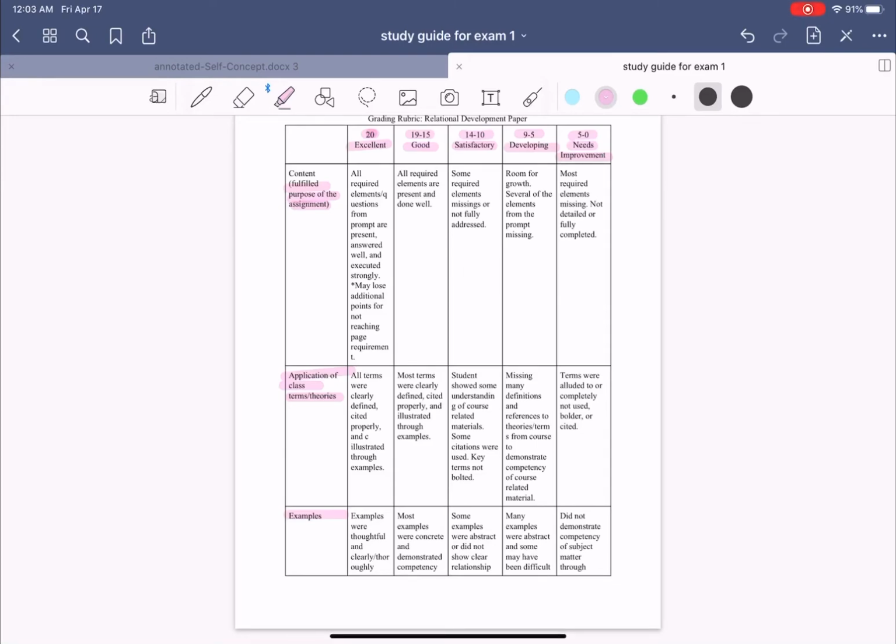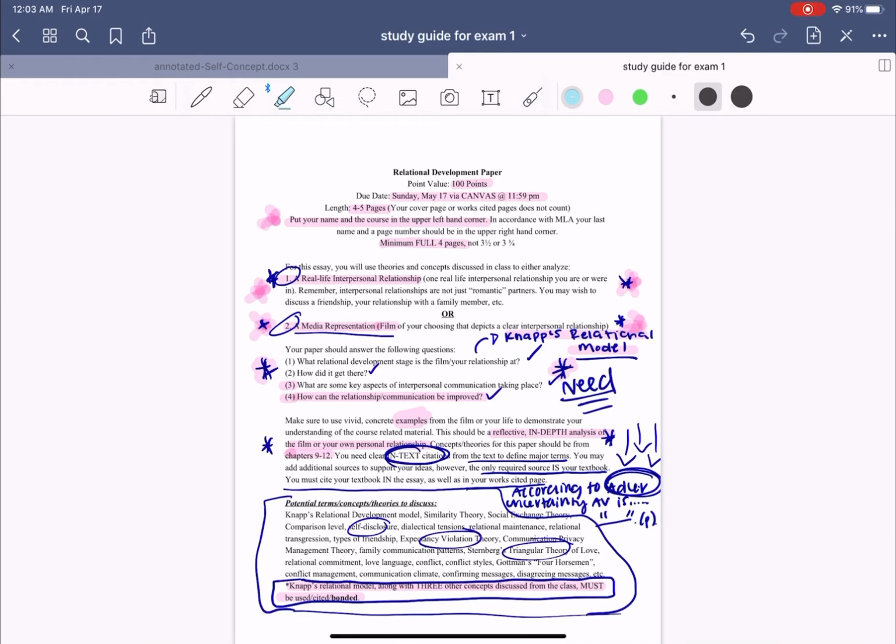You may lose points for not reaching the page requirement. So this whole section, let me put another color on. This whole section has everything to do with the prompt. Did you follow the questions that I asked you to answer over here, right? Did you do that? Did you choose one of these two? Right?